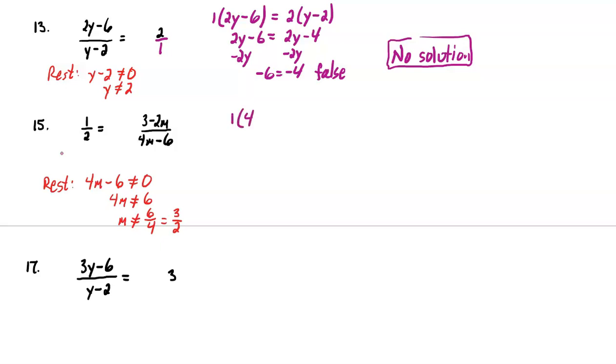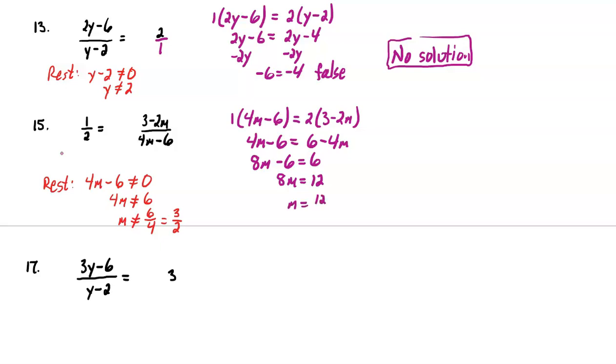1 times the 4m minus 6 is equal to 2 times the 3 minus 2m. This is 4m minus 6 is equal to 6 minus 4m. Add 4m to both sides, making 8m minus 6 is equal to 6. Now add 6 to both sides. 8m is equal to 12. Now divide by 8, making 12 over 8. Top and bottom both divide by 4, making 3 halves.